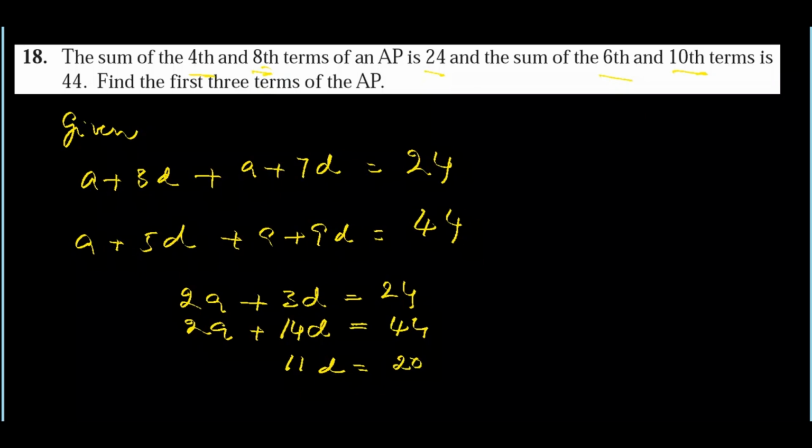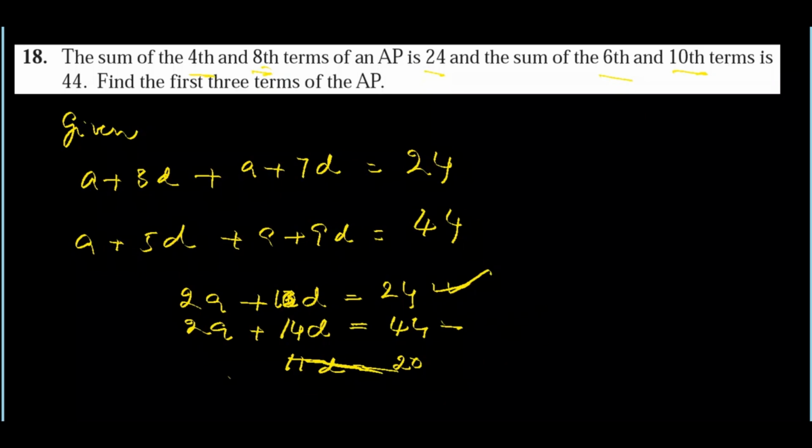A plus 5D, A plus 9D, 44. Is it correct? A plus 9D, this is 10D. Oh, okay. 2A plus 10D. 2A plus 10D is 24, and 2A plus 14D is 44. So subtract this from this.